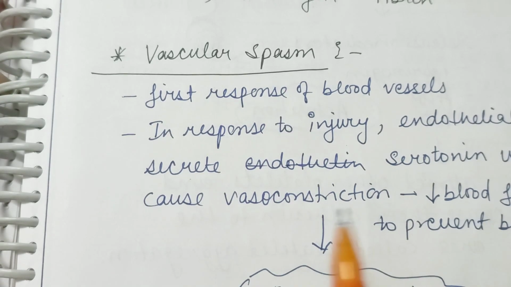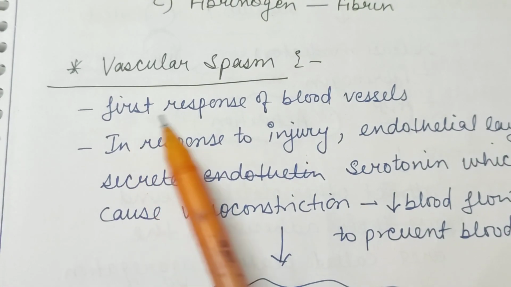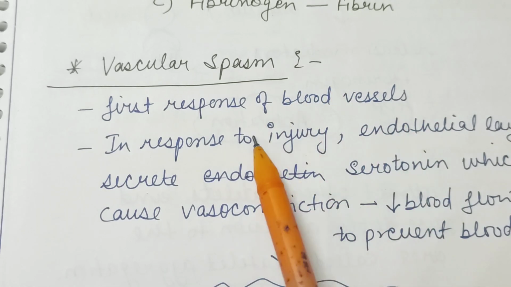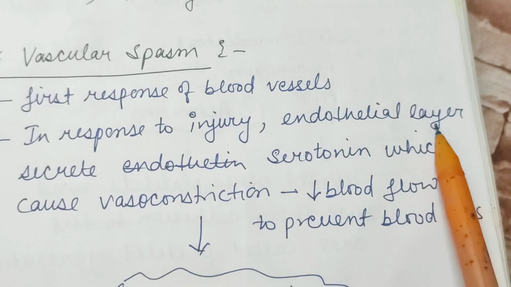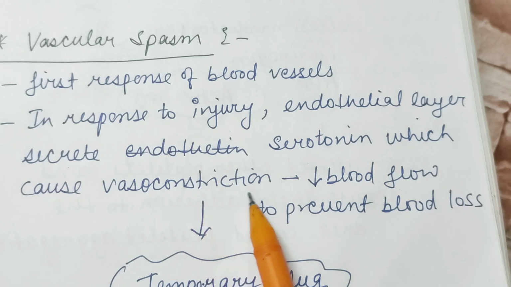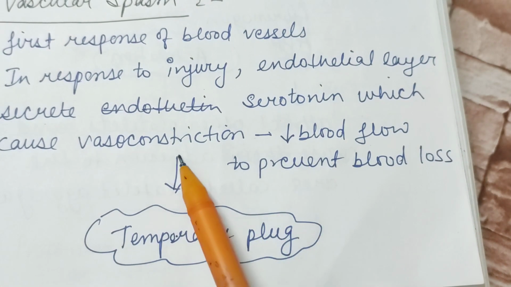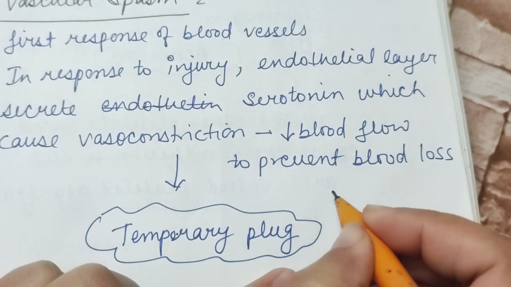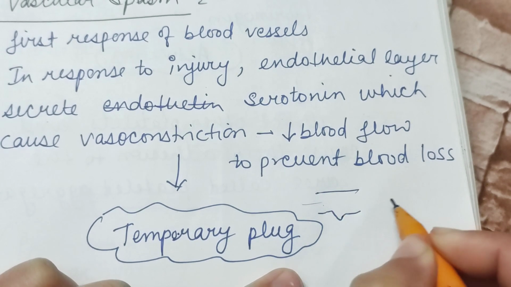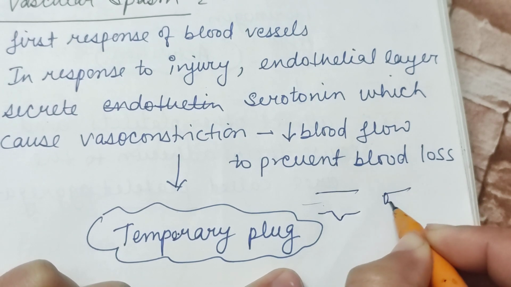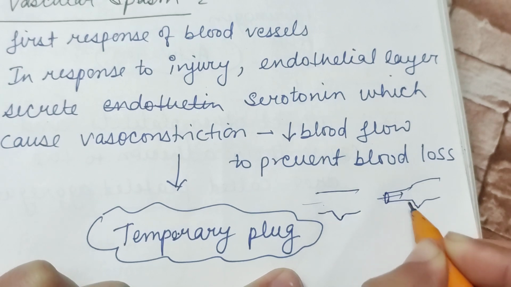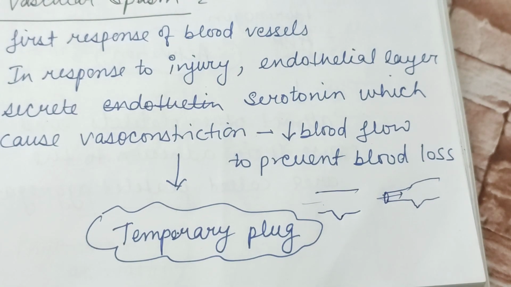So whenever there is injury to a vessel wall, the first response is from the blood vessels. What happens basically is, when the endothelial layer is injured, it secretes serotonin, which causes vasoconstriction. So whenever this vessel is injured like this, there should be less blood supply coming out here, so vasoconstriction occurs in this area. Now less blood is coming to this area. Okay, so the first step is vasoconstriction.